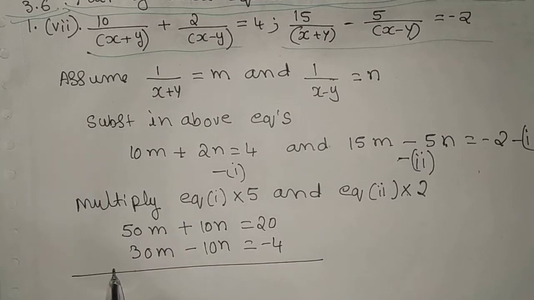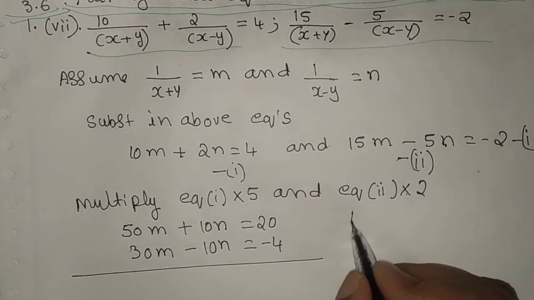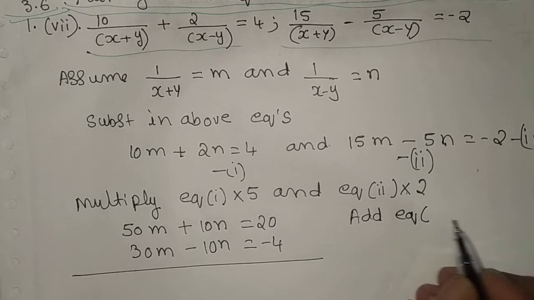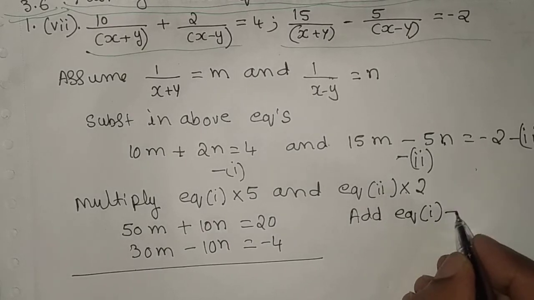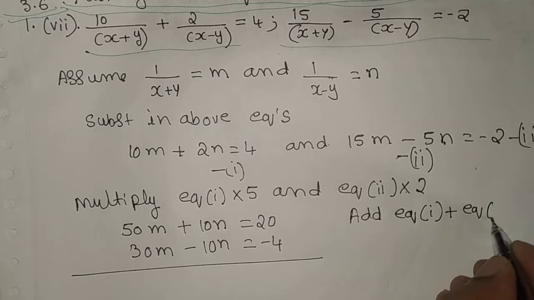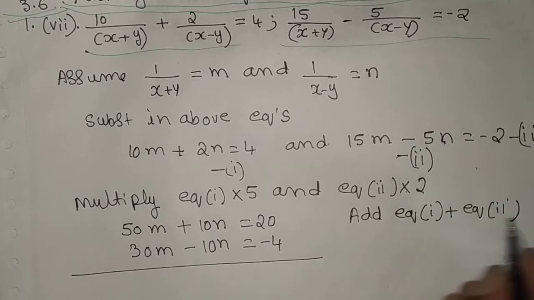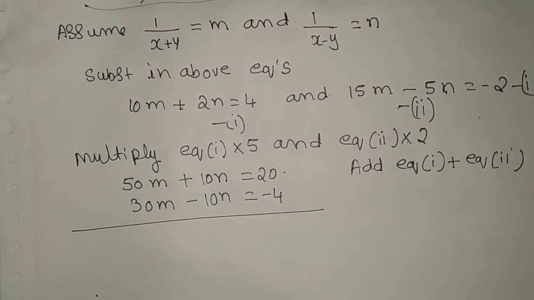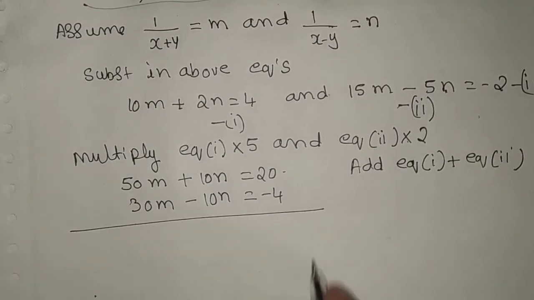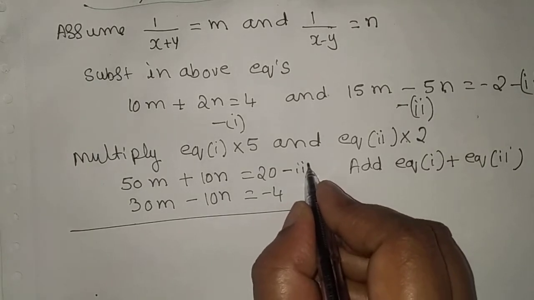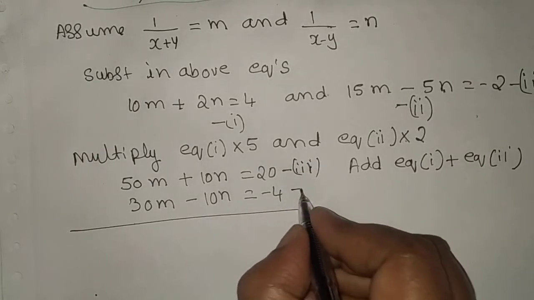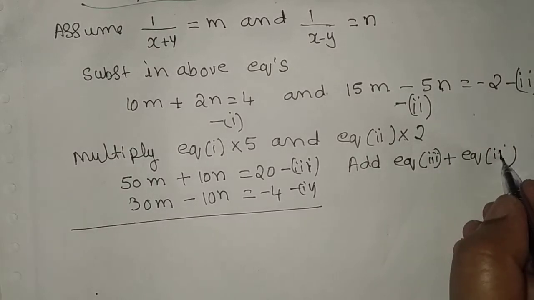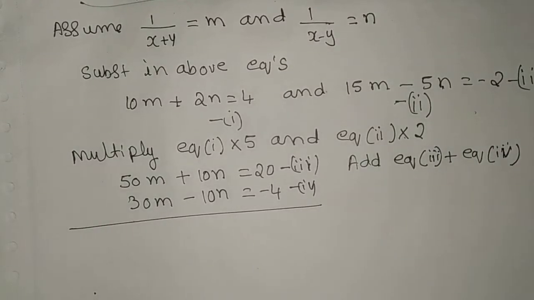So now these are the equations. Next step is to add equation 1 plus equation 2. So these are equation 1 and 2. So we have to add, or we can take them as equation 3 and equation 4. So here we'll change it as 3 and 4. Add equation 3 and 4.